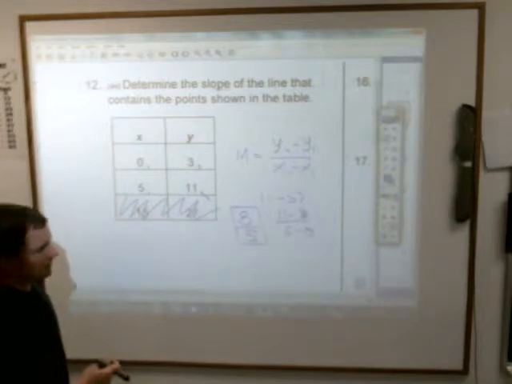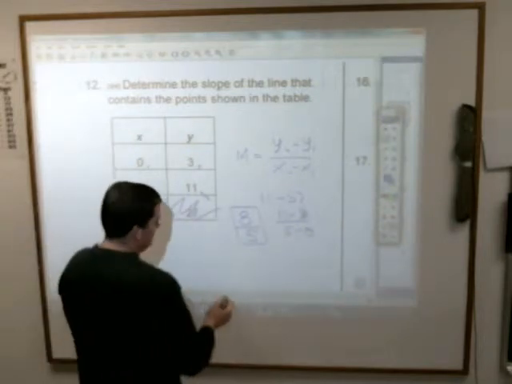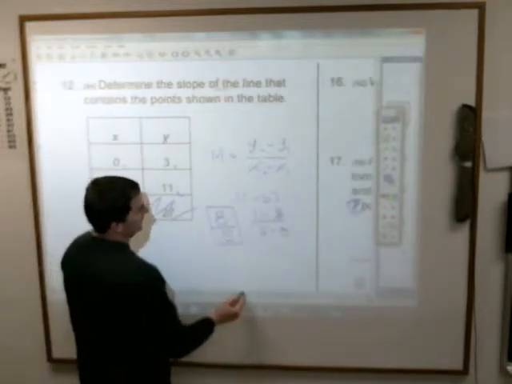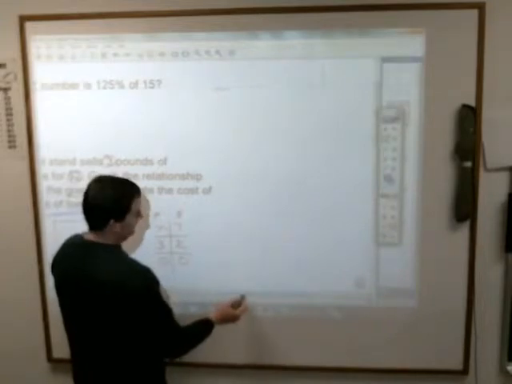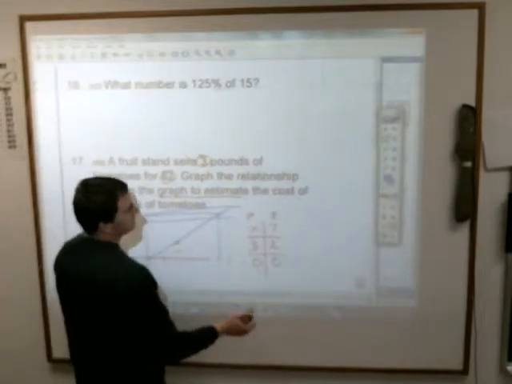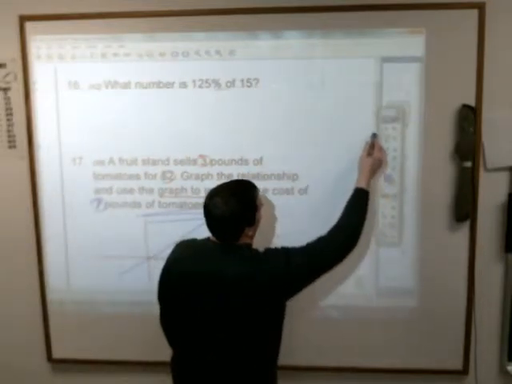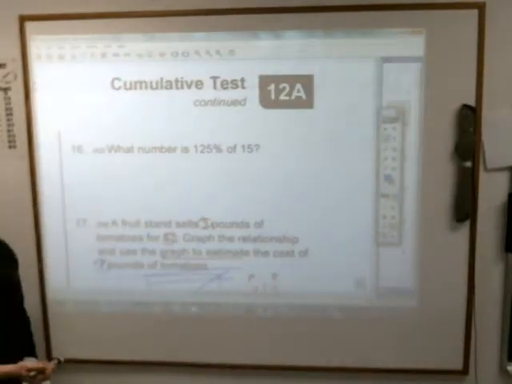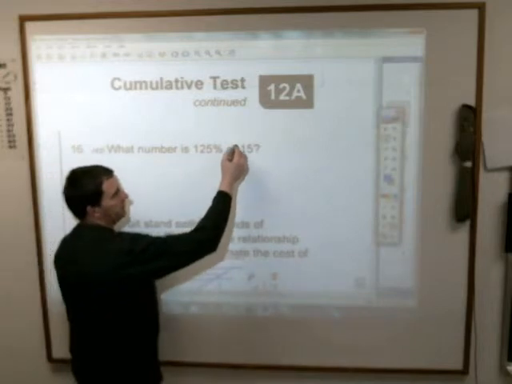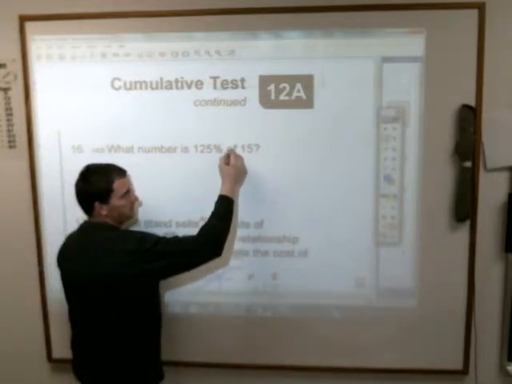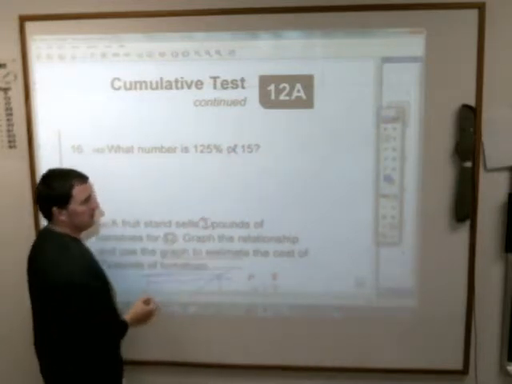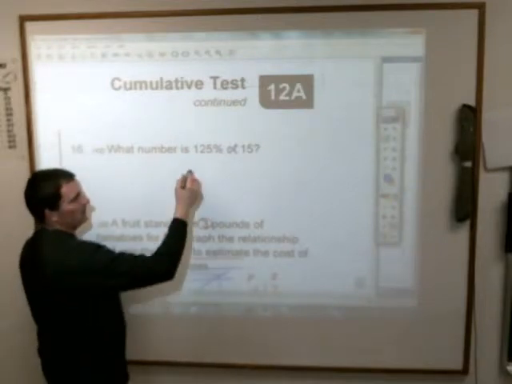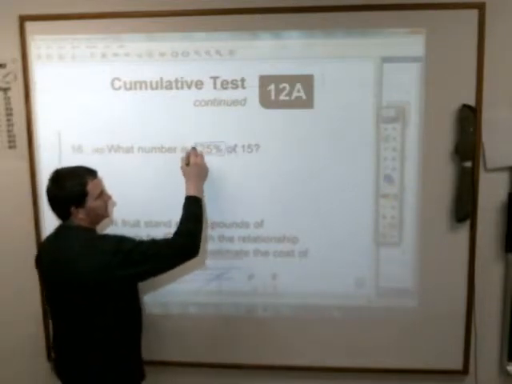Austin! Number 16. Number 16, children, probably my favorite questions of the modern era. And number 16, you don't need to do whatever box. You just need to know that the word of means multiply.